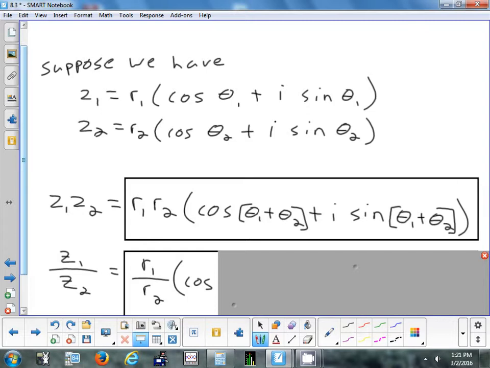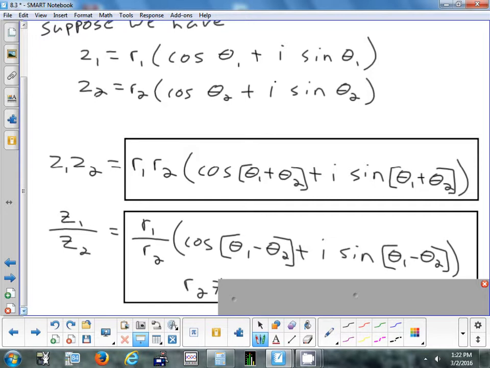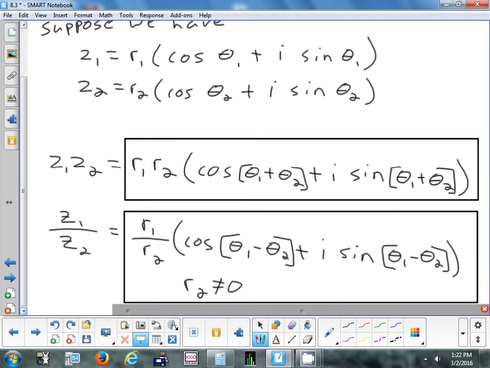And now, what do you think my angle is going to be? Yeah, it's theta 1 minus theta 2. Right? So to divide two numbers in trig form, divide your radii and subtract your angles. Okay, it is important just to mention that r2 can never be 0. So r2 has to be something other than a point at the origin, because if your radius is 0, you'd be dividing by 0.